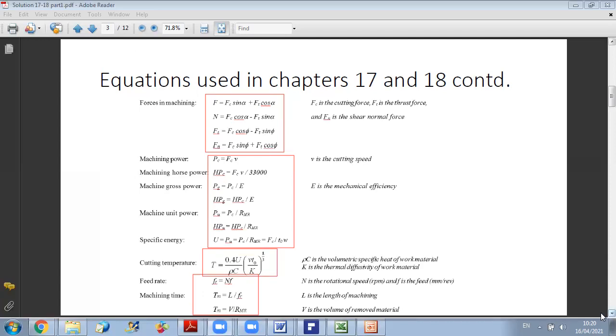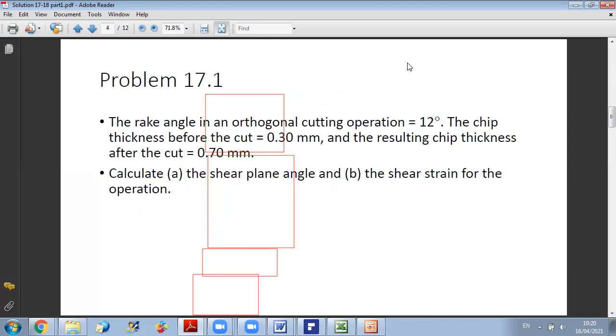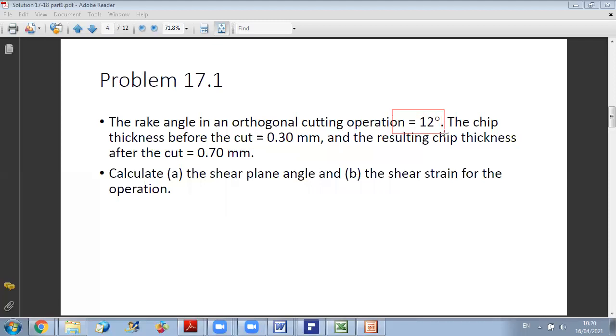So let us start by doing some application problems. In an orthogonal cutting operation, the rake angle is given. So the rake angle is alpha, and you have the value of alpha. The chip thickness before the cut, this is t0, is 0.3. And the resulting chip thickness after the cut is 0.7. So this is tc. They are asking for the shear plane angle phi and the shear strain for the operation, gamma. So always go back to your equations. I need phi and gamma.